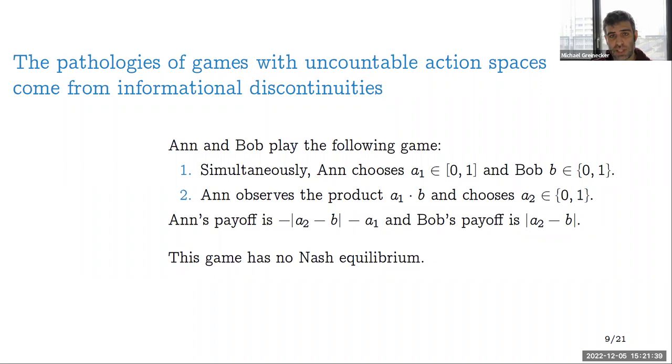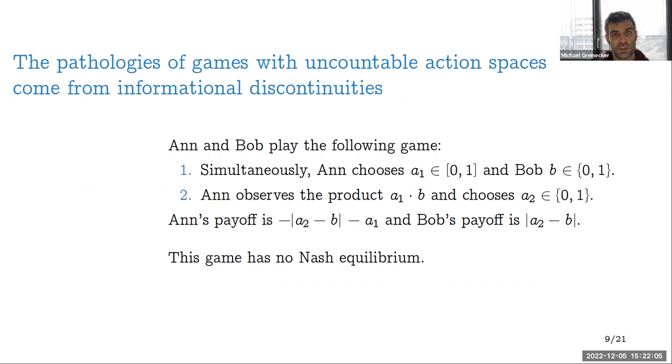But if she plays 0, then in the next period, she doesn't learn anything. And then Bob can randomize 50-50 in the first period, and they're basically matching pennies. Her expected payoff is going to be 1/2, and she could do better by choosing a small A1, smaller than 1/2. So this game doesn't even have a Nash equilibrium. There's nothing to refine in this game.